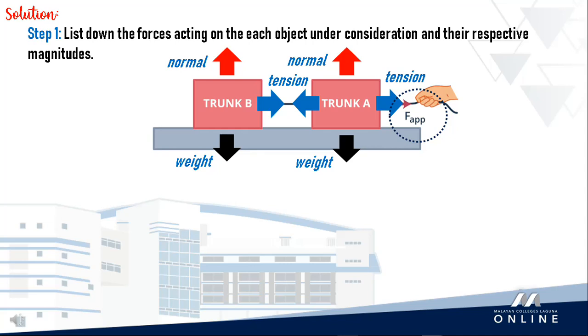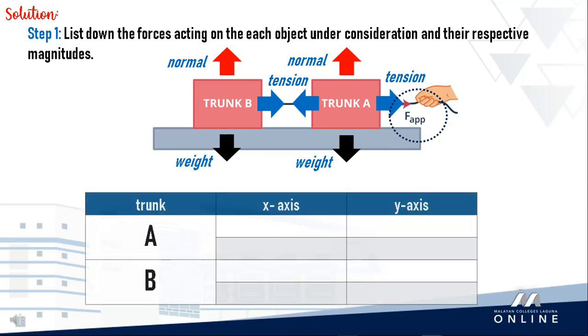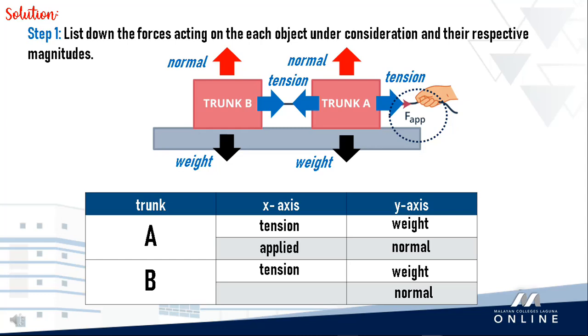Next, we will identify the forces acting along the x and y axis. Let us make a table. For trunk A and trunk B, the normal force and weight are found in the y-axis, while the tension force is found in the x-axis. There is a horizontal applied force as well given in the problem for trunk A, and therefore it is found in the x-axis.